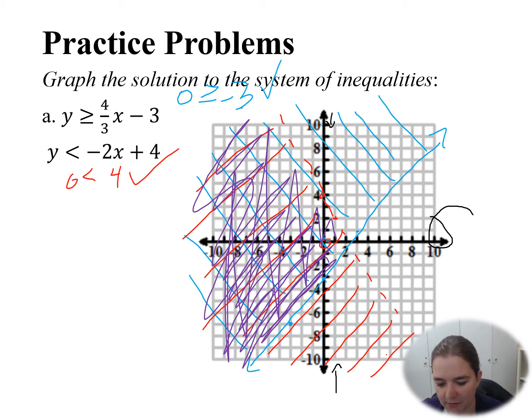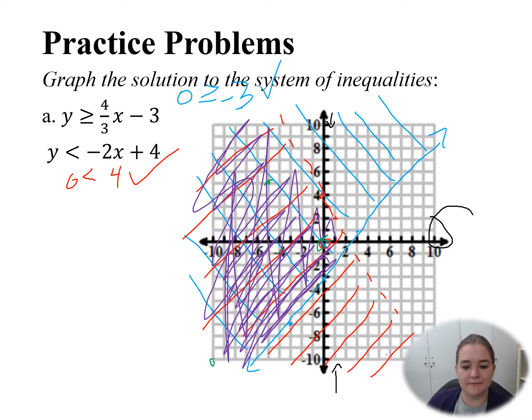And so on a test or quiz item, it might ask you to name a point or a few points that are in the solution set. So I could name (0, 0) is a point in the solution set. I used it as my test point. I could name the point (-5, 5). That's true for both. I could name the point (-10, -10). That's in the zone. That's true for both. So that double shaded region is my solution set.